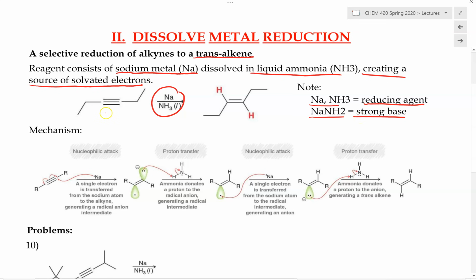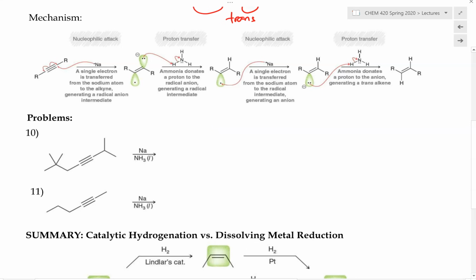When we take our triple bond and react it with the dissolved metal reduction using sodium and ammonia, we'll be able to convert this alkyne into an alkene in which the two hydrogens are added on opposite sides. That then makes the two alkyl groups on opposite sides as well, and this would be our trans alkene. The mechanism of this reaction is as follows.